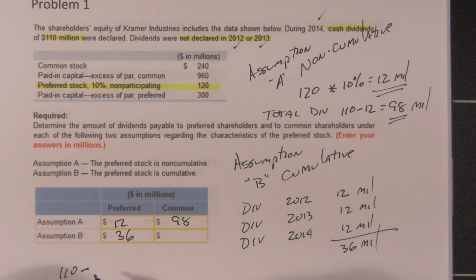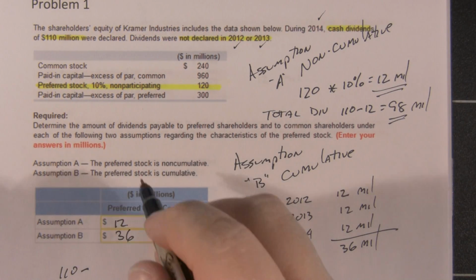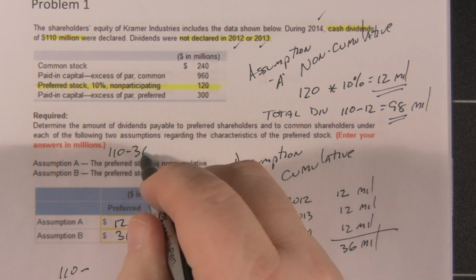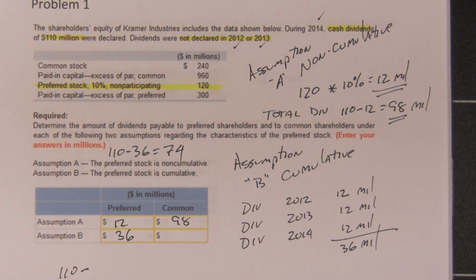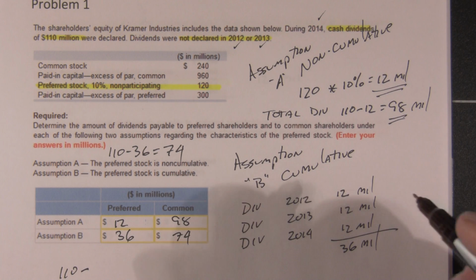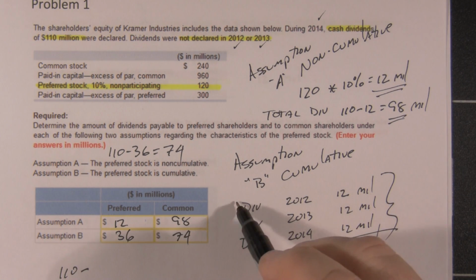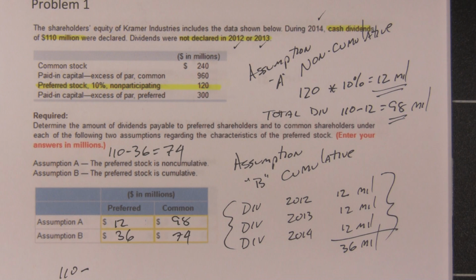And the 110 minus 36, 74, that's what goes to the common shareholders. So you see the effect of the cumulative right when a company does not declare a dividend for a couple of years and then they do declare one, the preferred shareholders get several bites of the apple before whatever's left gets passed on to the common shareholders. That's a pretty good example of how to handle cumulative right with regard to preferred shares.